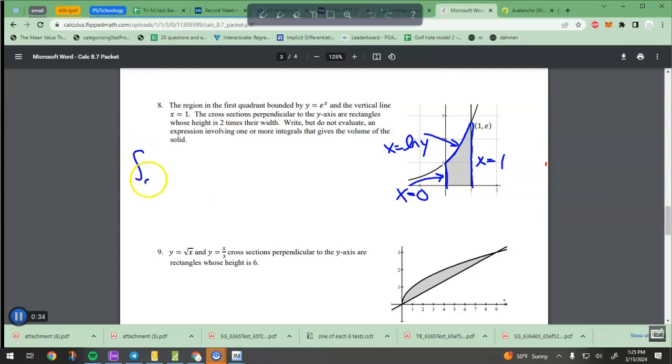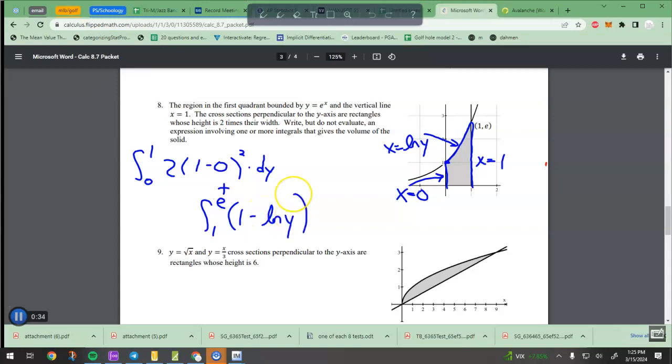So we're going to go from 0 to 1. The right minus left, so it's still 2w squared, and right minus left would just be 1 minus 0. And then from 1 to e, so the rest of the way up, it'd be 1 minus e to the ln of y. 2 times w squared, so like that. My bad, I didn't check that. Does that make sense?